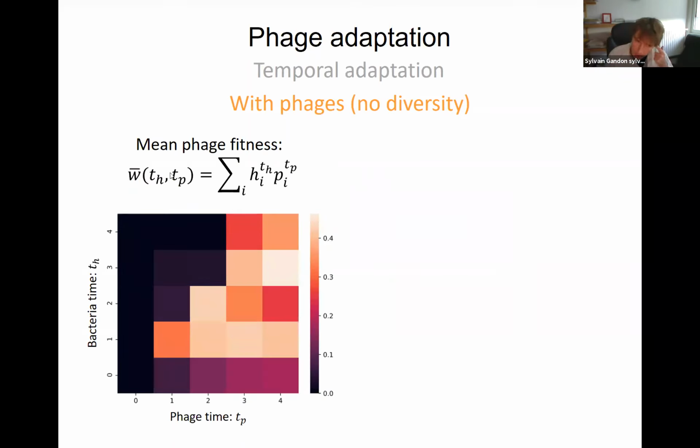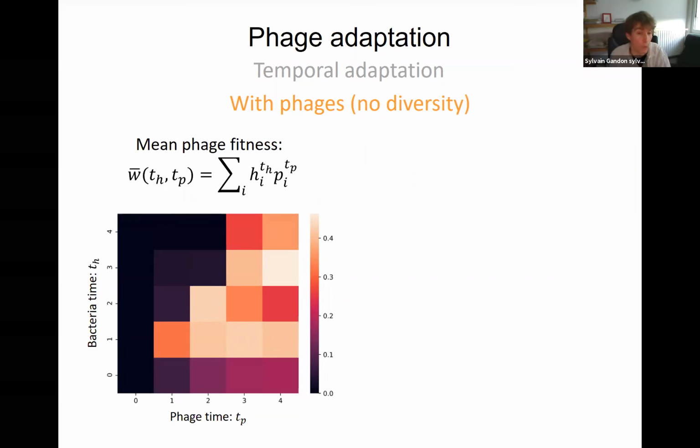So I'm going to show what is the mean phage fitness in those experiments. And what is very powerful here is that because we have genotype frequencies across time in both the host and the parasite, we can measure a lot of mean fitness. We can do a lot of cross-infection experiments that take a lot of time experimentally.